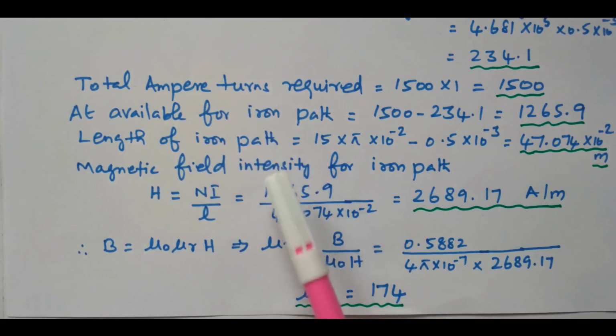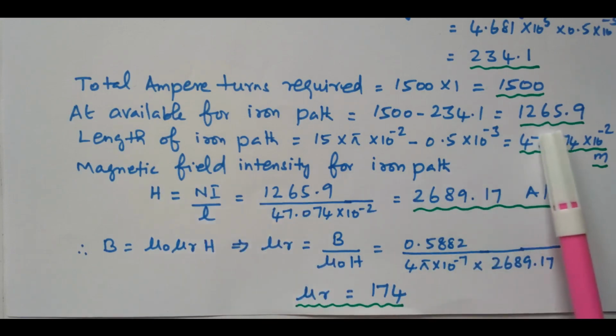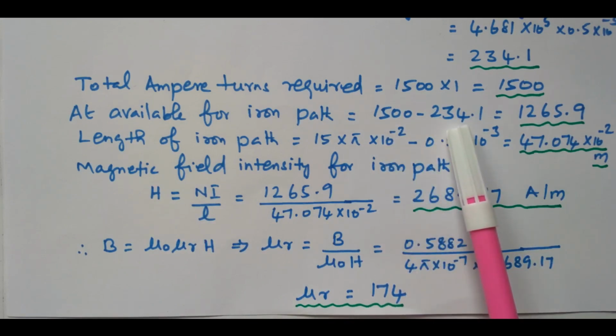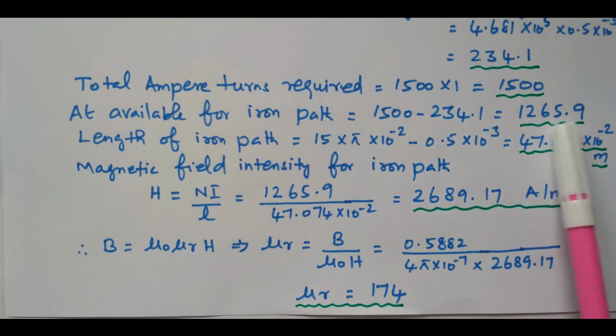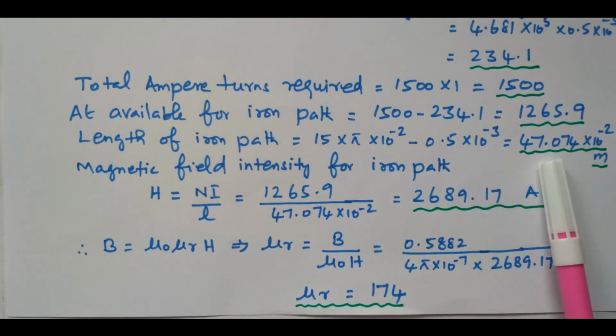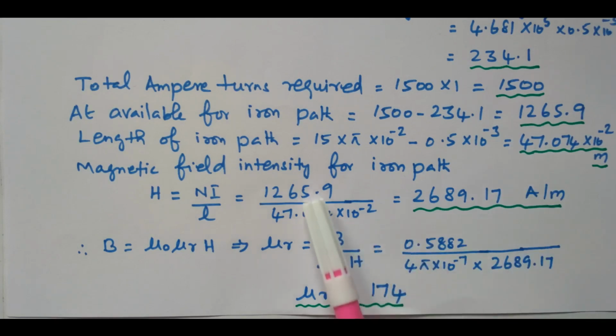So far what we discussed is the air gap. Now it is for the iron path. H equal to Ni divided by L. Ni is nothing but this value: from the total MMF, we subtracted the MMF available in the air gap, so this is the MMF available in the iron path, divided by the length. The length also we calculated, from the total length, the air gap is subtracted to get the length of the iron path. By simplifying this, we got 2689.17 ampere per meter.